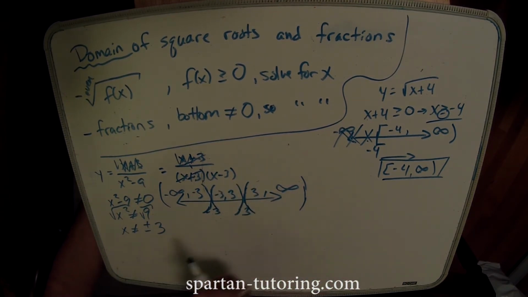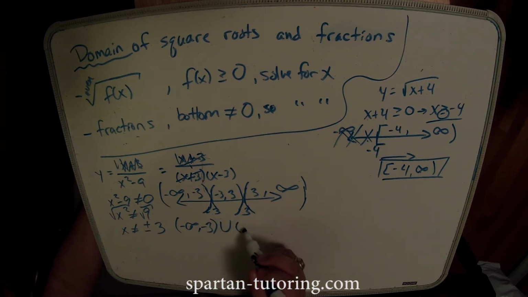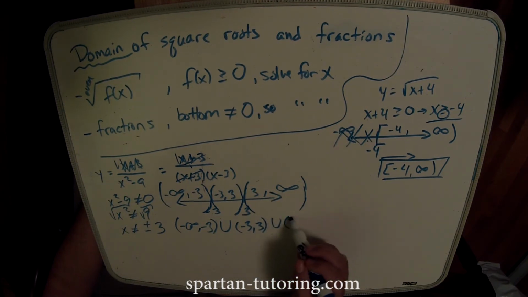So how you want to write this in interval notation is negative infinity to negative 3, and then you need this union symbol: union with negative 3 to 3, union with 3 to infinity.